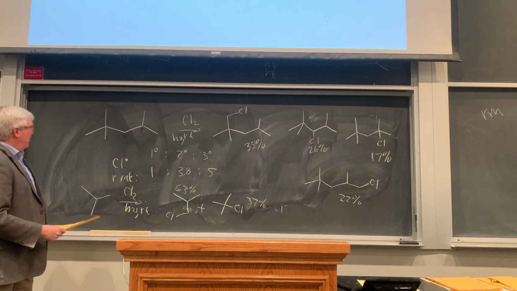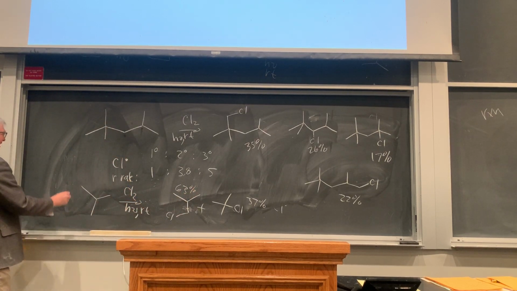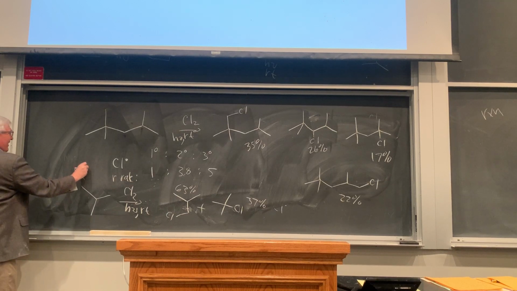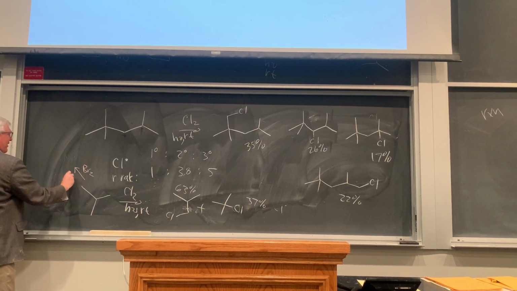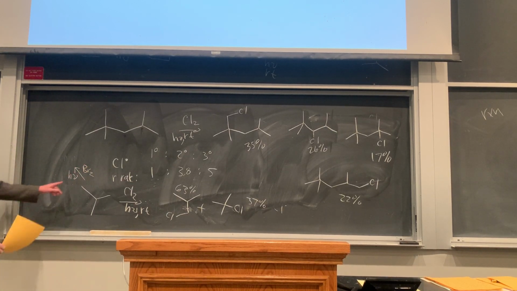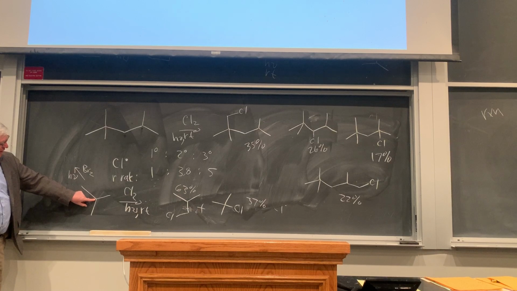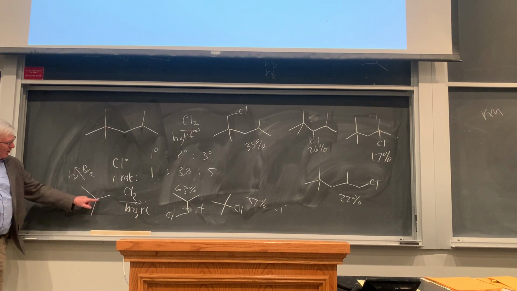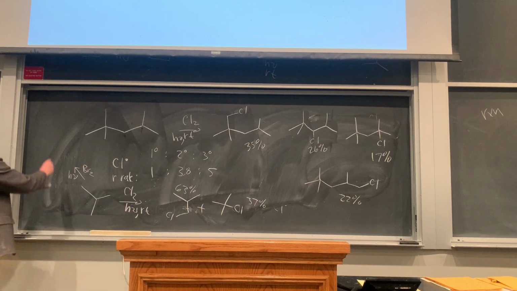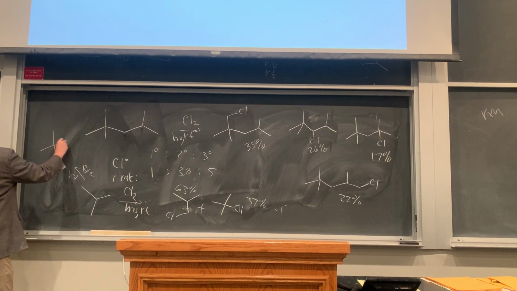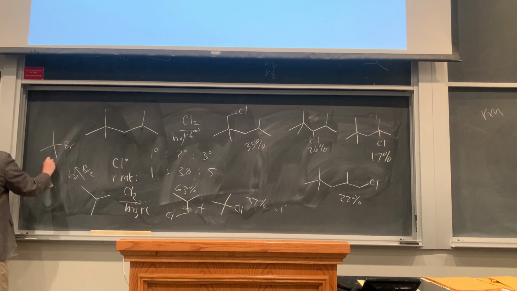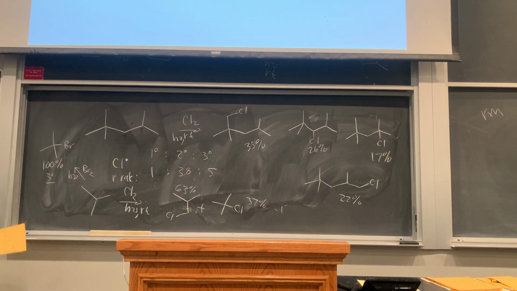Now, let's compare this one with bromine. This is the big difference. Let's just shine light on bromine in the presence of this alkane. Now, you might think, well, it's the same carbon-hydrogen bonds here. There's 9 of the primary, 1 of the tertiary. But if you look at the result here, it's 100% tertiary for bromination.